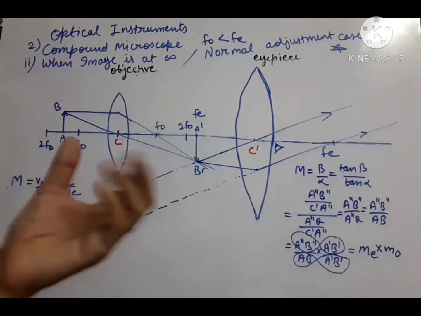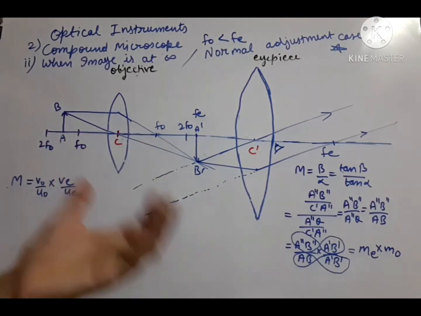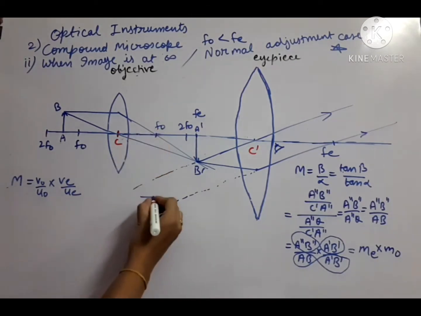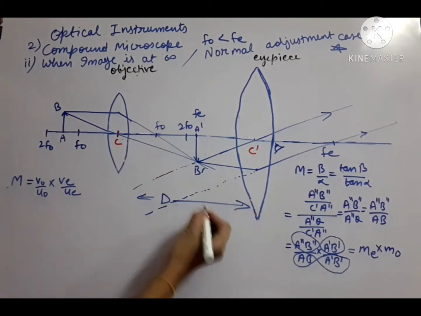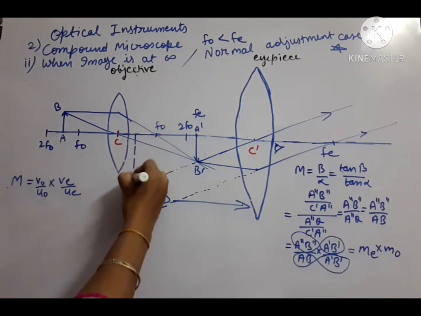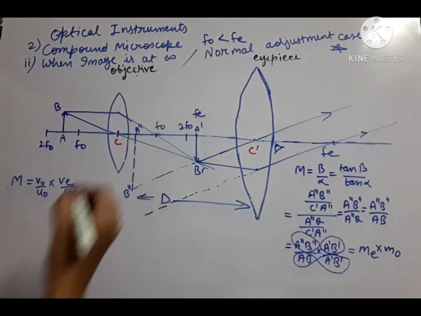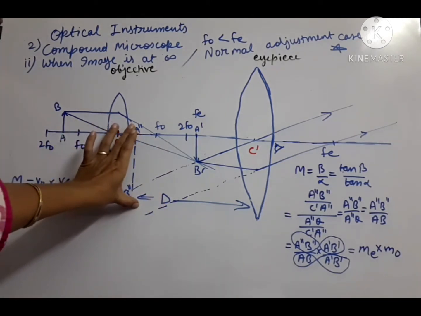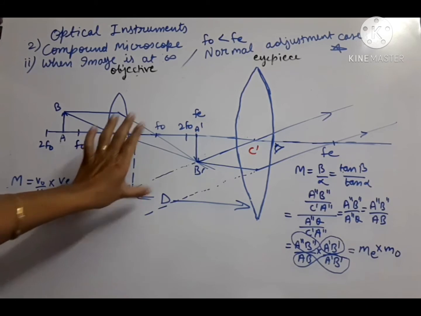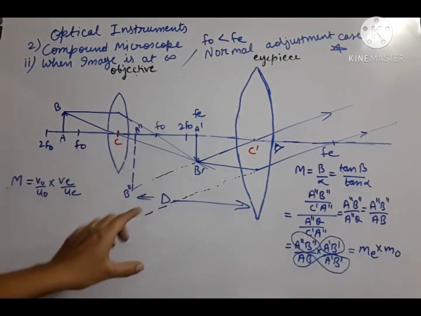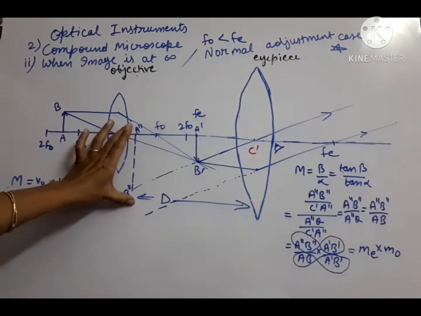But we have to somehow see the image. So at least at the D distance we will keep the screen. We will call this the final image, A double dash B double dash. We know that this is not the clear image, but a blur image, because the clear image will be formed at infinity only. So at least the blur image will be obtained at D distance. So this is the image which we want.